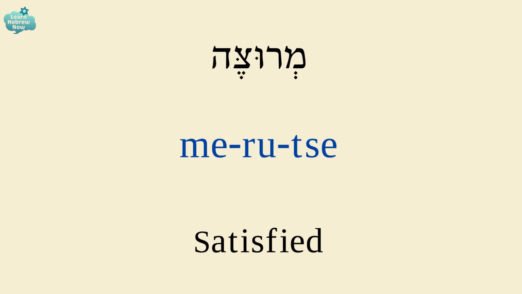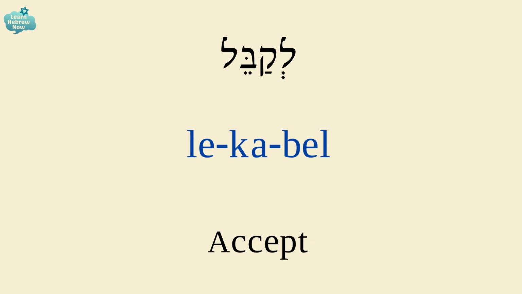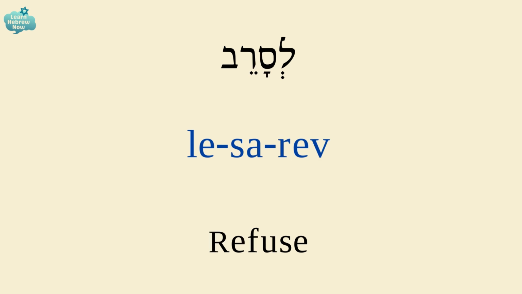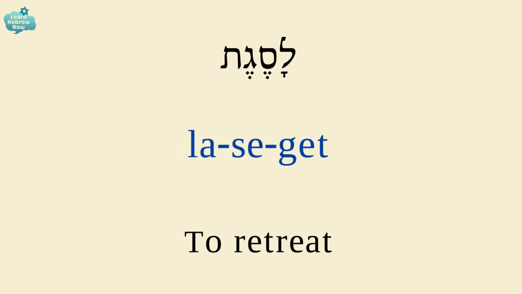Satisfied is מרוצה. Discontented is לא מרוצה. To accept is לקבל. To refuse is לסרב. To advance is להתקדם. To retreat is לסגת.